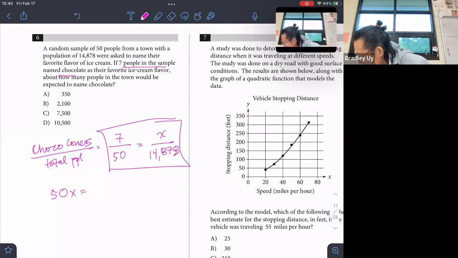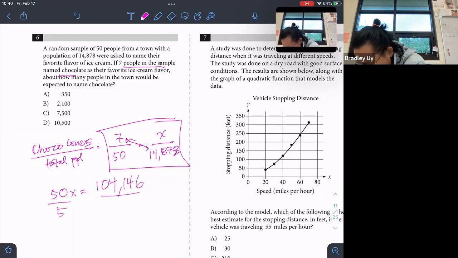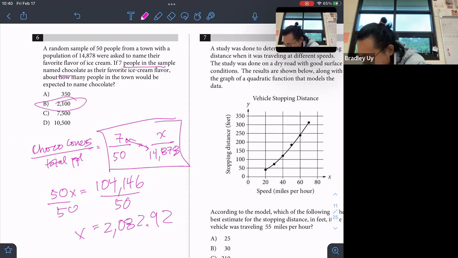You can't really have 0.92 people, but they're asking about how many. So this cross product was 104,146. Divide both sides by 50, and you get x. What does x stand for? The total number of chocolate lovers in the entire town would have been about 2,082.92, and that is close to answer B. Okay. All right, moving on.